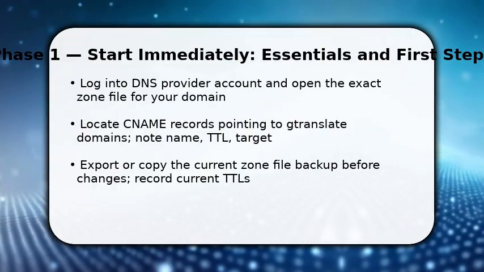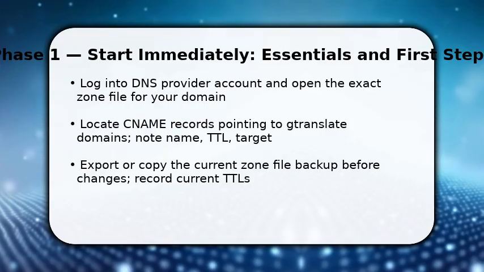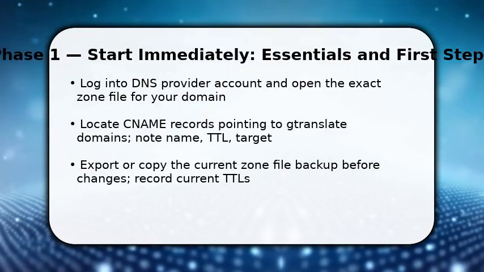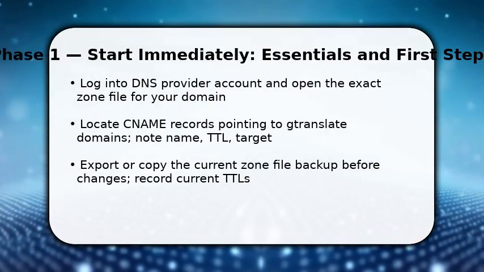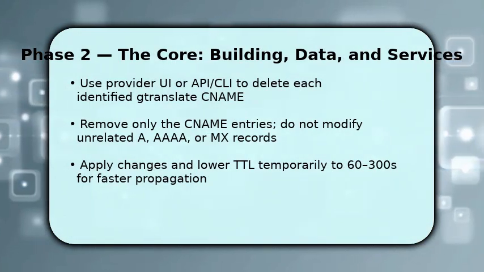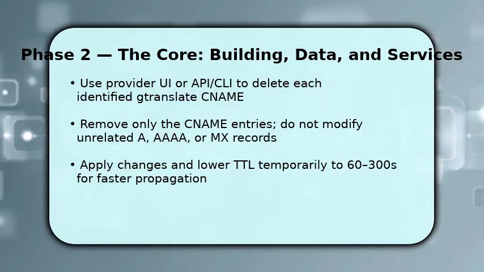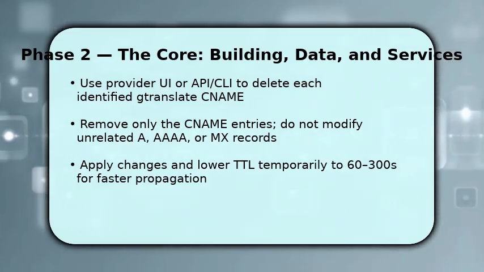This backup is crucial because deleting a CNAME is irreversible at the DNS level until propagation completes. Now prepare to remove the entries. Now you remove the records using the DNS provider interface or their API. Select each Gtranslate CNAME and delete it. Do not edit other record types like A or MX.